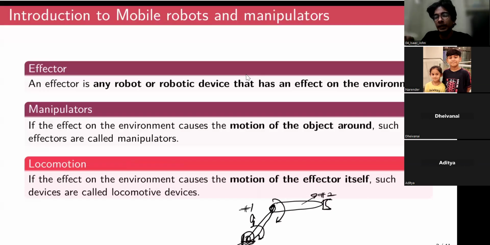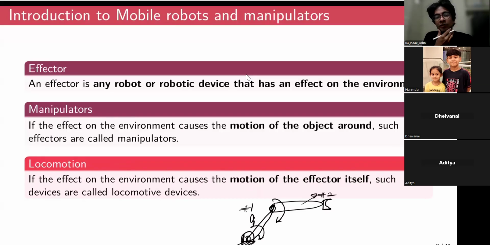Or maybe it could be picking an object from one assembly line and placing it on a separate assembly line. So in effect, irrespective of the tasks these things are doing, they are just manipulating the objects around. That's what robotic manipulators do. And there is a different class of effector, which is called a locomotive device.